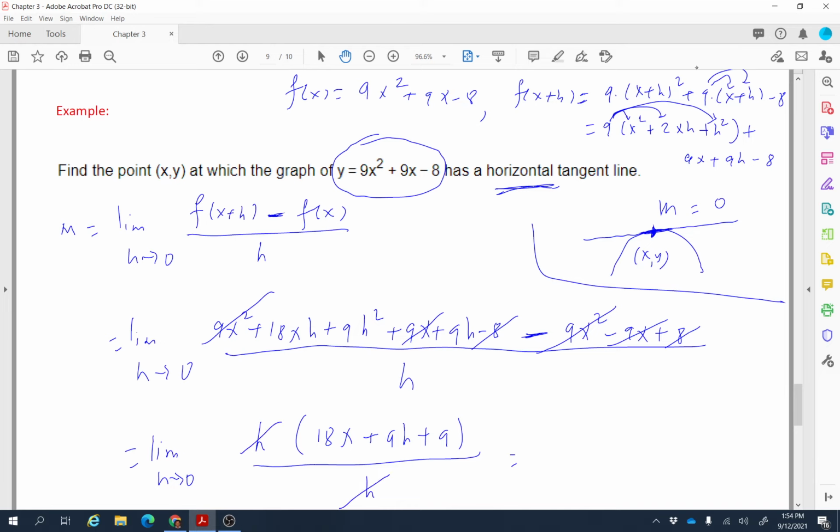Now eventually we can find the limit by plugging h equal to 0 here. So this part would be 0, and eventually it will be 18x plus 9. So this is the slope of this curve at any point x. But we are interested in finding the point where the slope is 0. So just make this slope equal 0.